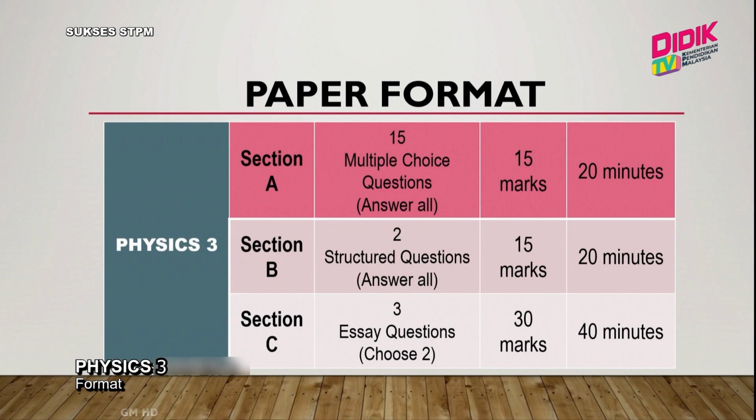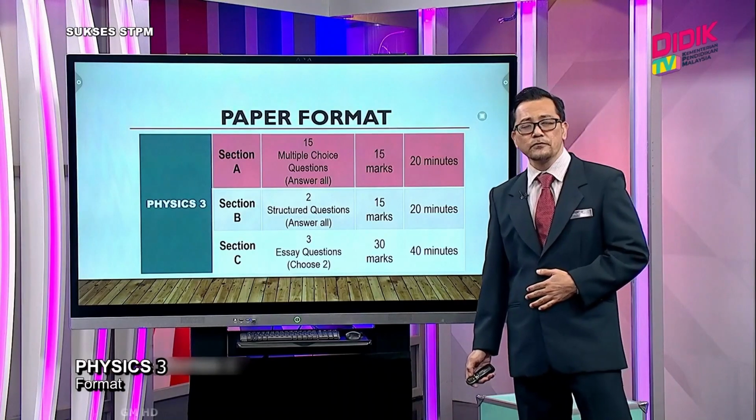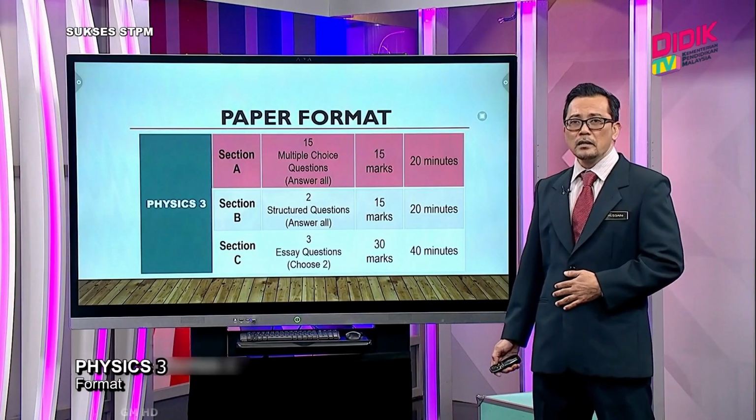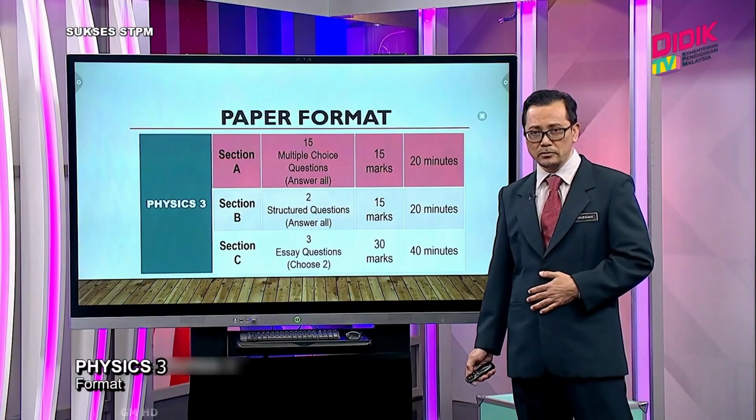Section A consists of 15 multiple choice questions which combine quantitative and also qualitative questions, carrying 15 marks. Section B is structured questions. There are 2 structured questions where candidates must answer both, and it also carries 15 marks. Section C consists of 3 essay questions where candidates can choose only 2 to answer, and it carries 30 marks altogether.